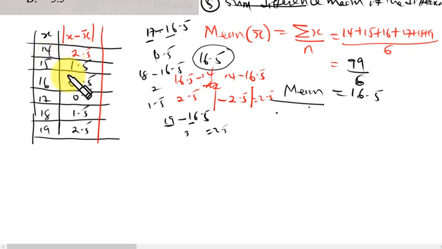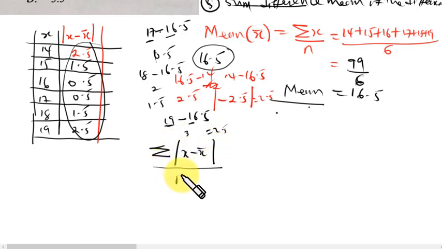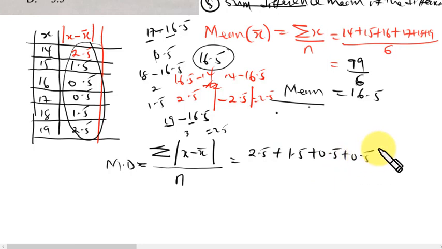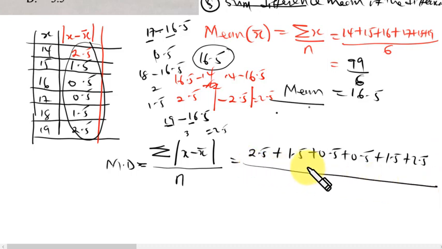So that is the absolute value of the difference between the individual values and the mean. We are talking about how much the individual numbers deviate, or move away from the mean. When you have this, you sum the absolute values of these differences and divide by the number of items we have, and this gives you the mean deviation. As simple as that. So the sum is 2.5 plus 1.5 plus 0.5 plus 0.5 plus 1.5 plus 2.5, all divided by 6, since we have 6 of them.